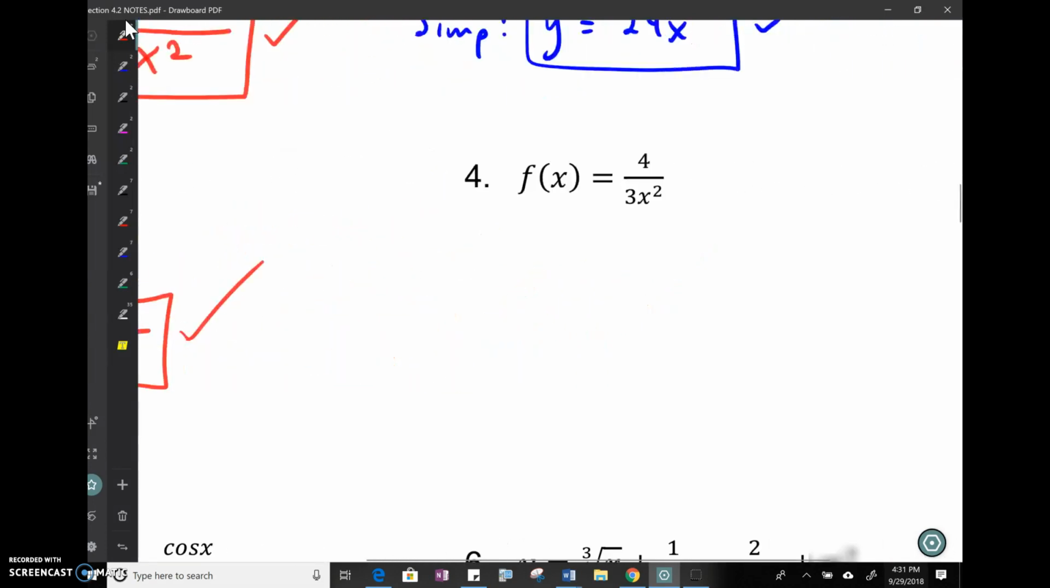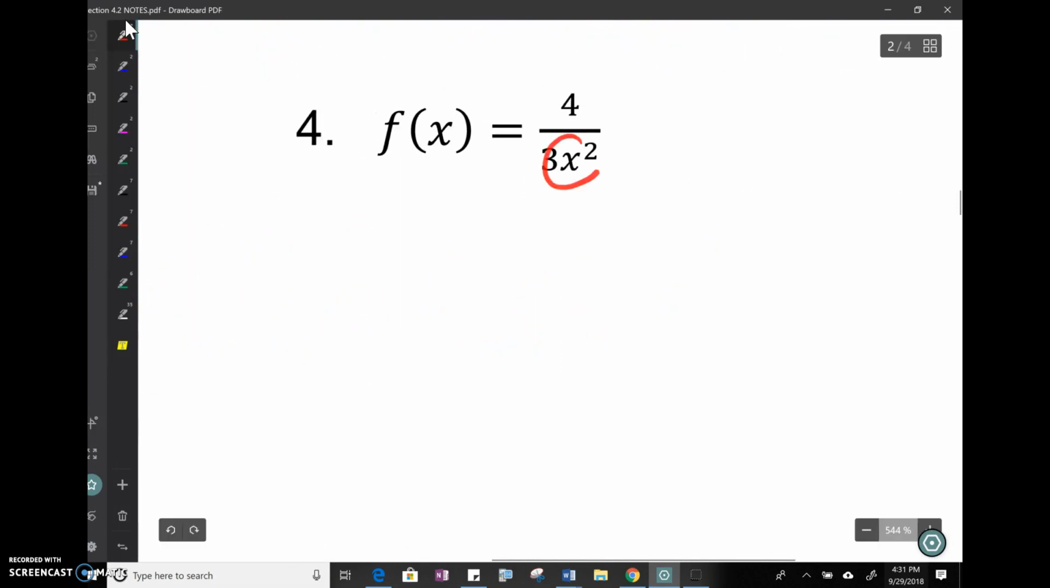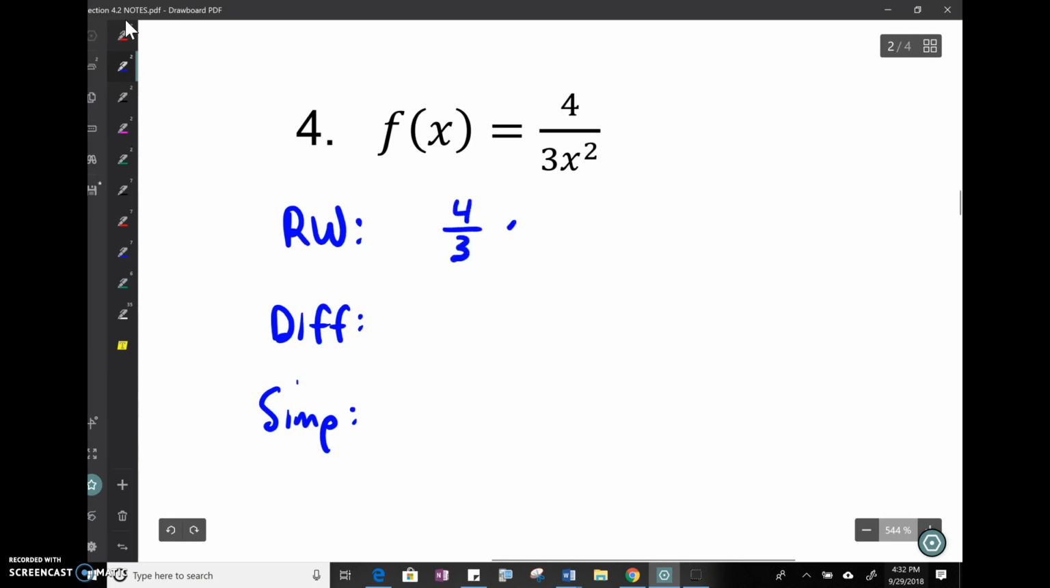Okay? Last example here. Number 4. Again, x is on the bottom. We don't have a shortcut for that. So we have to do some form of rewrite. Then we'll differentiate, and then we'll simplify to clean it up. Okay? So the rewrite phase, instead of 4 divided by 3x squared, watch close because everybody messes this up. We want to write this as 4/3 times x to the negative 2.